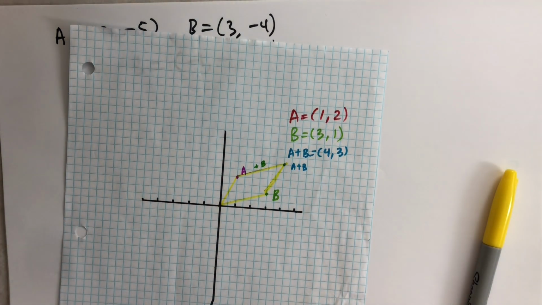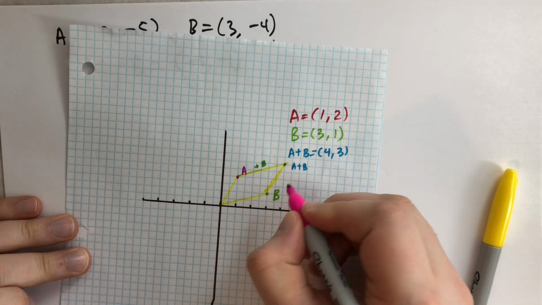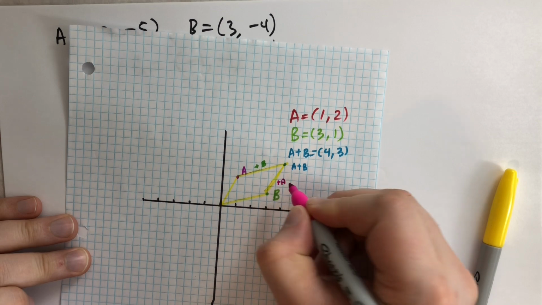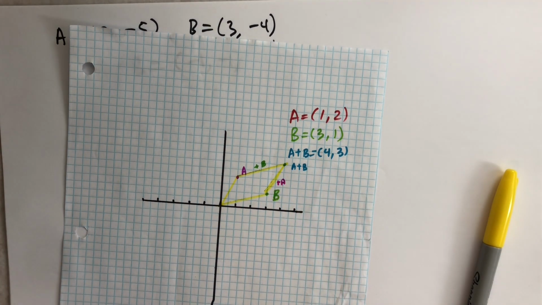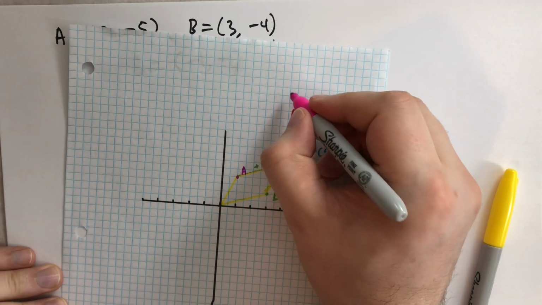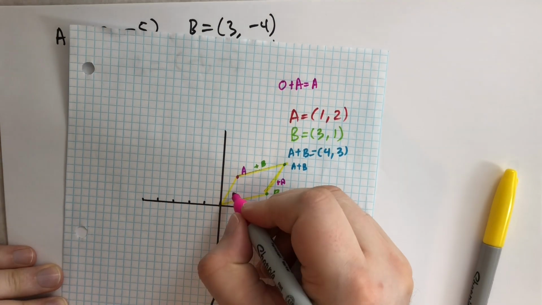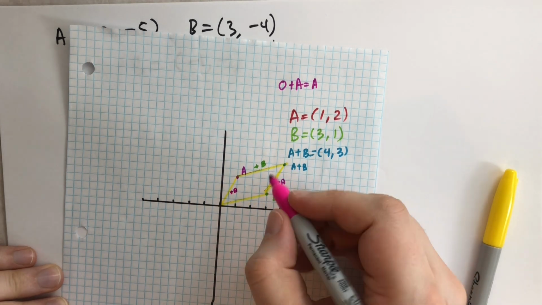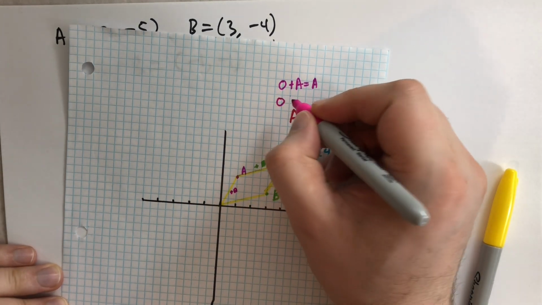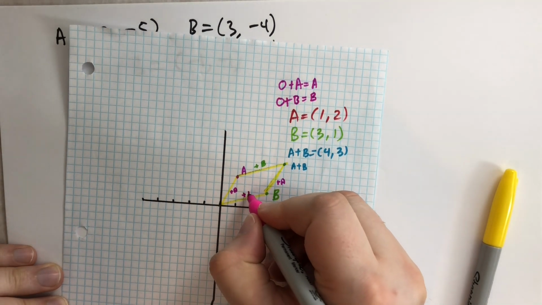When you're adding by A, if you start at B and add A, then that means go over 1 and up 2. So this is adding by A. In a way, you can think of 0 plus A as equal to A. So this is adding A here. And then B, origin plus B, is equal to B. So this is adding by B here.